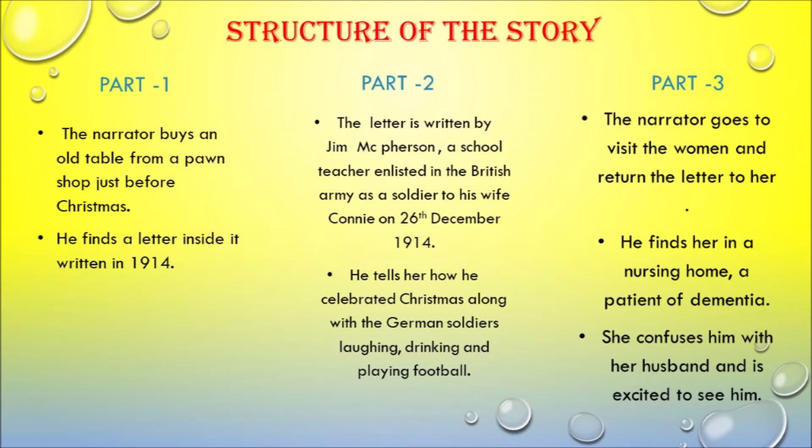Here comes the structure of the story. The story is divided into three parts. Part 1. The narrator buys an old table from a pawn shop just before Christmas. He finds a letter inside it written in 1914. Part 2. The letter is written by Jim McPherson, a school teacher enlisted in the British Army as a soldier, to his wife Connie on 26 December 1914. He tells her how he celebrated Christmas along with the German soldiers, laughing, drinking and playing football.